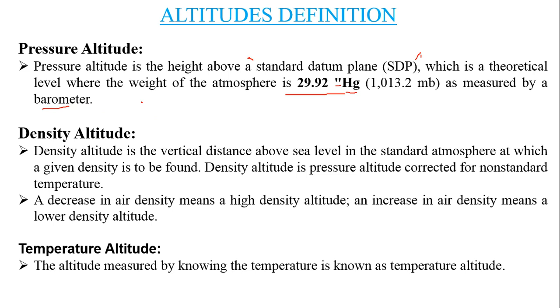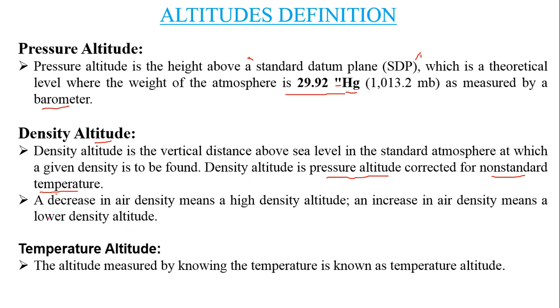Now, getting to know about density altitude, as I said, if we know the density at some particular point, we can derive the altitude of it. We can also achieve the density altitude by correcting the value of pressure altitude for non-standard temperature. Non-standard temperature is the temperature which differs from the standard atmosphere model. So if we correct for those variations, we can achieve the density altitude.